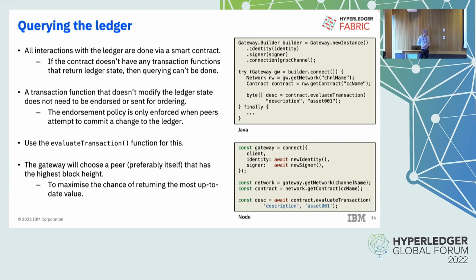But if you're not modifying the ledger, it doesn't have to go through this endorsement and ordering process. You can simply invoke one peer, and typically it will be the gateway peer or a peer within the gateway's organization, in order to run that transaction function and return to the user whatever was returned from that smart contract function. And we use the evaluate transaction function for this.